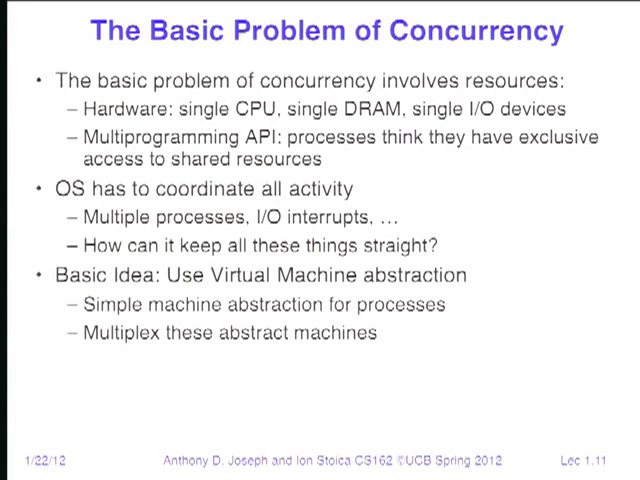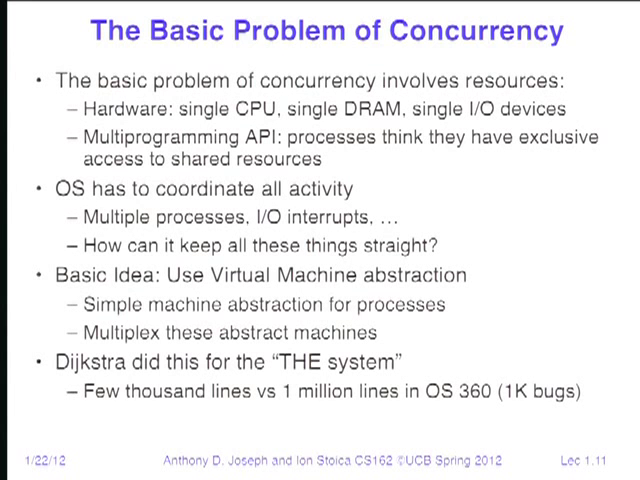So the basic idea is we're going to use this virtual machine abstraction. This is a simple machine abstraction that we provide to each of the processes, and it allows us to multiplex these abstract machines on the limited resources that we have: the single CPU, the single set of instances of I/O devices, and so on.